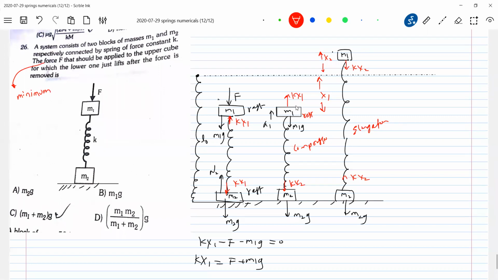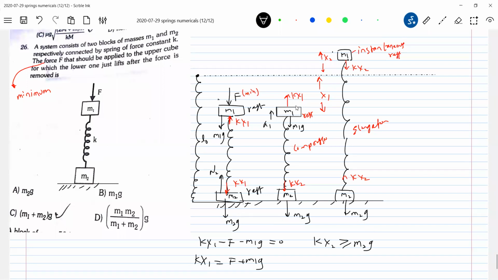So when I apply that minimum force, when this F is minimum, what do you expect of the block M1 when M2 is about to lose contact? This will again be instantaneous rest. When you apply a force greater than minimum, then M1 will have some velocity. When the applied force is F minimum, then when M2 is about to lose contact, M1 will be at instantaneous rest. And now for M2 to lose contact, what is the condition? Kx2 greater than m2g. So let's get into the mathematics now.